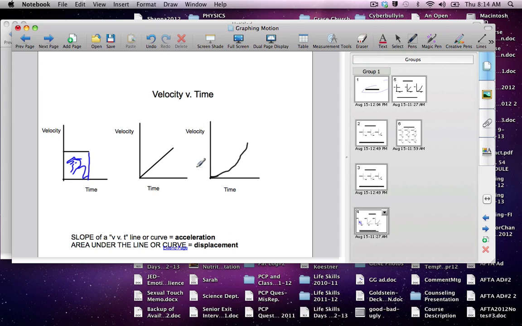Now, if I want to do the area under this curve, remember your formula for the area of a triangle. I take the base times the height, and it's 1/2 of that, so 1/2 BH. And whatever I get for the area here, that's going to tell me how far the object has gone from its starting point at this time.